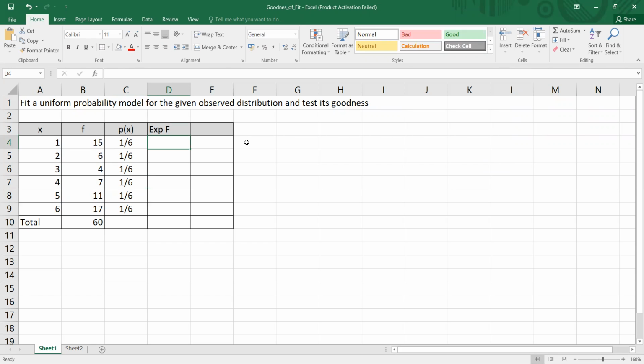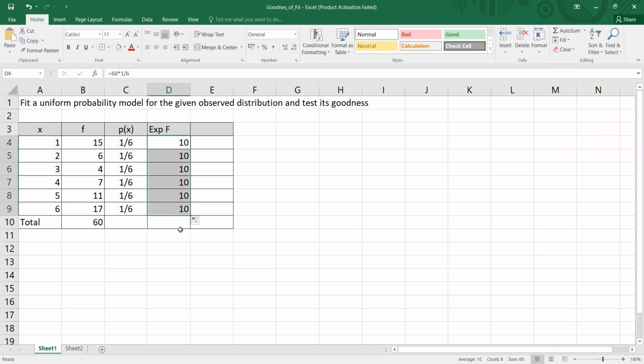So n is 60. I'm just manually coding this formula here: 60 multiplied by probability. Probability is 1 by 6. So 60 into 1 by 6. This is the formula for computing the expected frequencies.